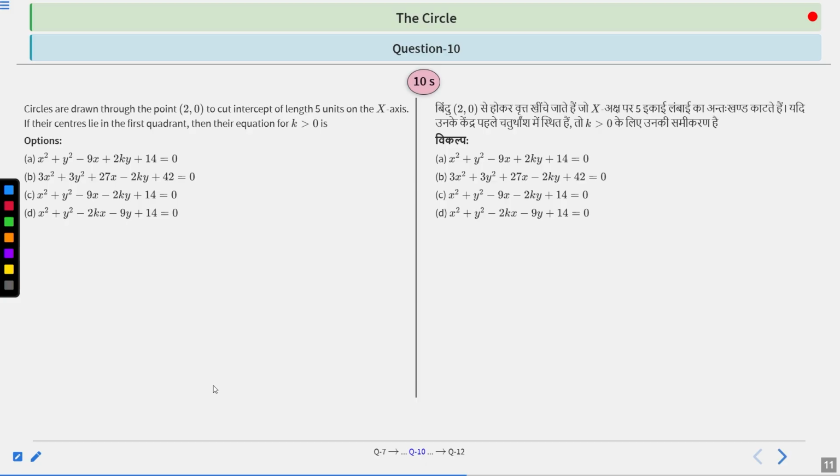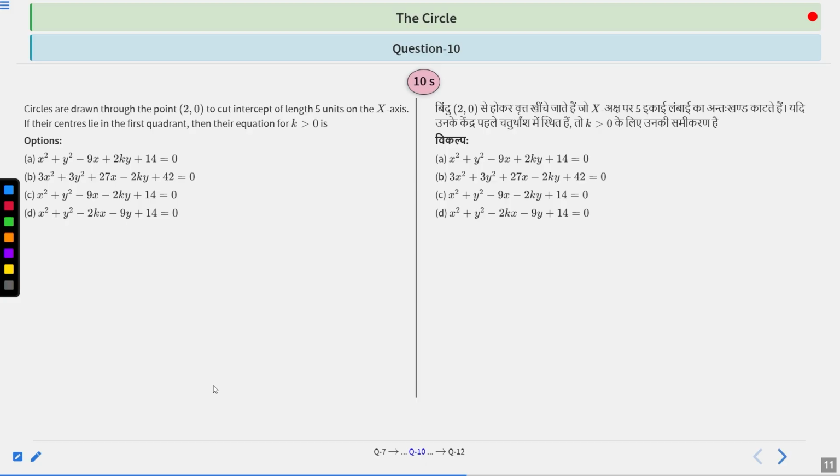So the hint of this question is circles are basically drawn through the point (2, 0), which is cutting an intercept of length 5 units on the x-axis. Now their centers are lying in the first quadrant. So first we will try to make a circle which is passing through (2, 0) and cutting an intercept of 5 units on the x-axis, right?